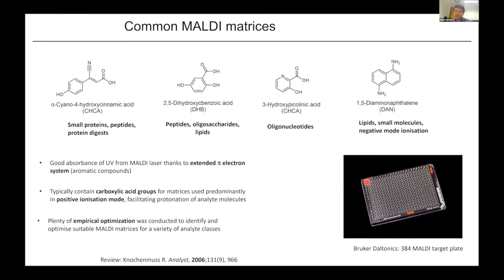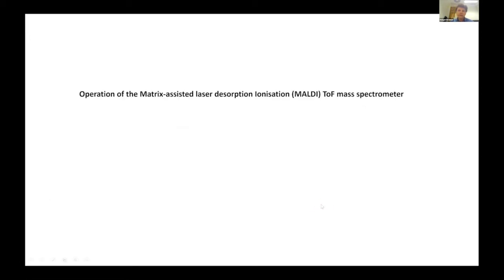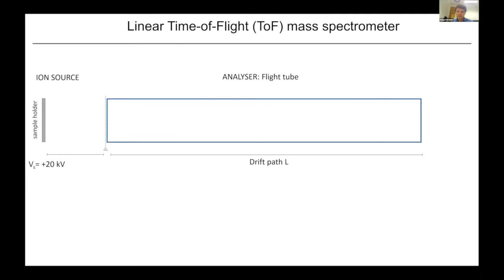And here's an example of this type of target plate. You can spot up to 384 different samples on this plate. And then thankfully it's possible to do automated acquisition, or alternatively, if there's a limited number of samples deposited on the plate, manual acquisition of spectra from this plate. So just to show how that kind of mass spectrometry can operate, I wanted to show a diagrammatic scheme of a MALDI-TOF instrument.